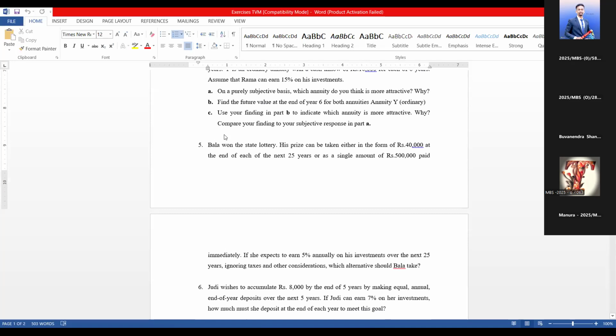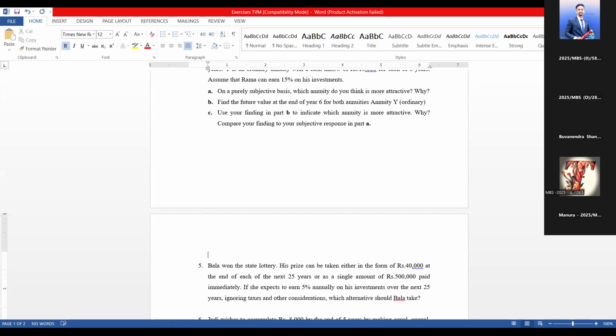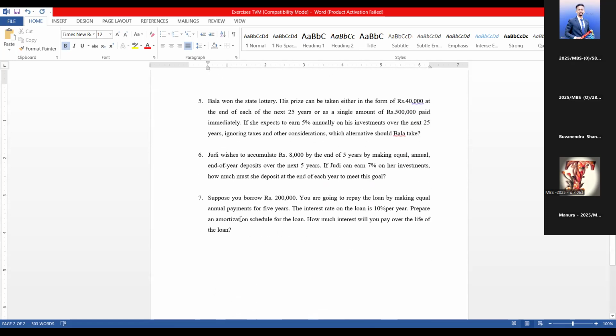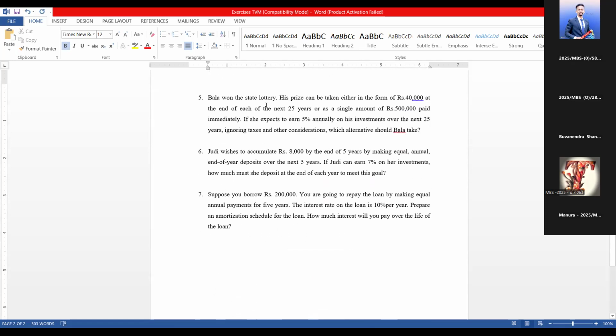Can you try first this question number 5, right? Bala won the state lottery. His prize can be taken either in the form of 40,000 at the end of each of the next 25 years, or as a single amount, 5 lakhs paid immediately. If she expects to earn 5% annually on his investment over the next 25 years, ignoring the tax, which alternative should Bala take?